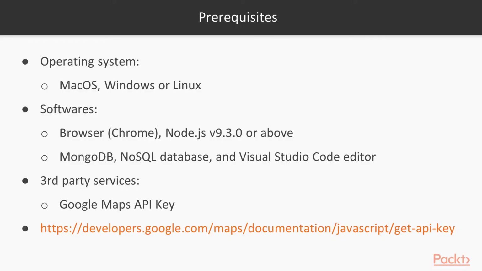Let's try to understand what all prerequisites are required to begin with this course. Well, we need an operating system, either Mac OS or Windows or Linux. We need basic softwares like browsers, Node.js, MongoDB database, and Visual Studio Code editor. We need a third-party key for Google Maps API key. You can click on this link and get your API key for JavaScript APIs.